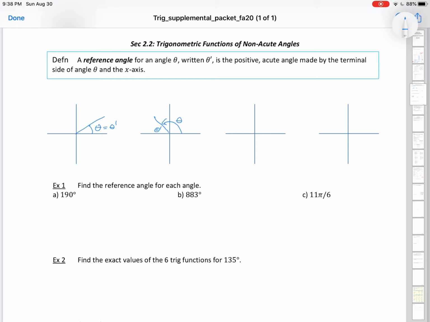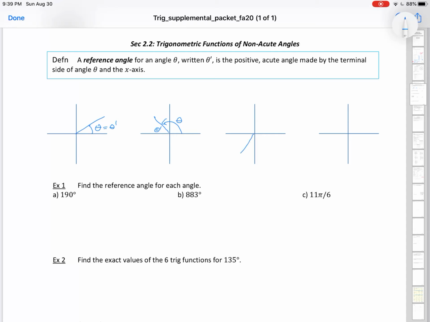And so what you'll find is that if you were to try to find cosine of theta, you could easily just use the reference angle in order to figure out what the ratio is. And then once you know the ratio, you would just determine the right sign. And you'll watch that happen later on in the lecture.